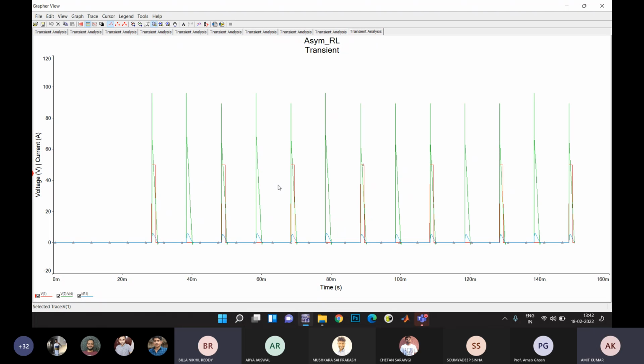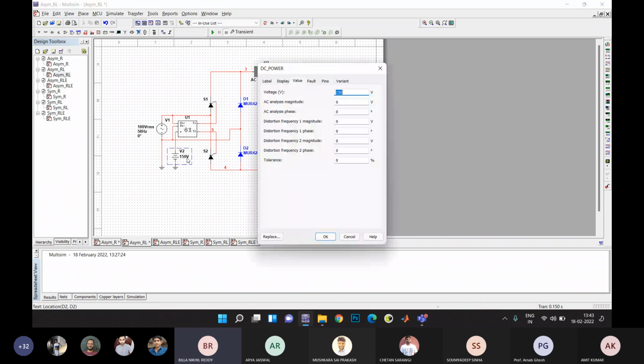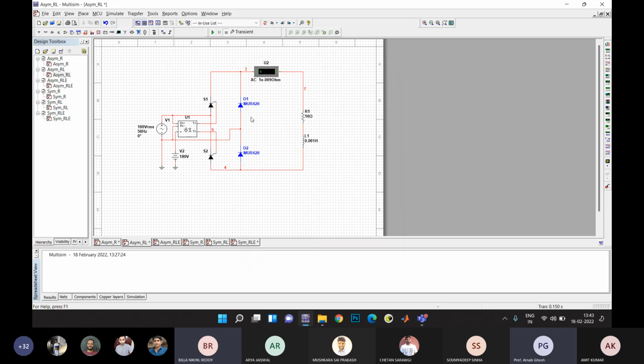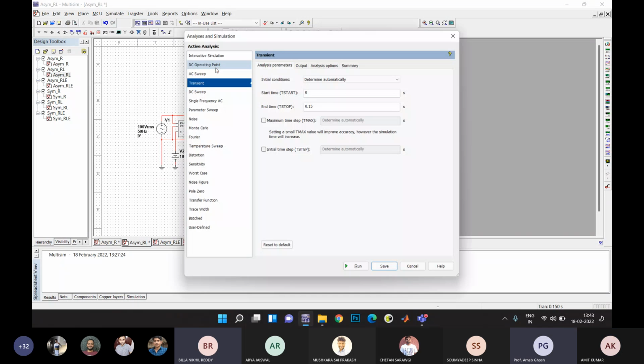First you need to reduce the amplitude of your firing pulse. That is your first job. This is for 150 degree. Now make it 180 degree. Is it continuous conduction mode or discontinuous conduction mode? Discontinuous conduction mode, sir. Now change the firing angle to around 180 degree.